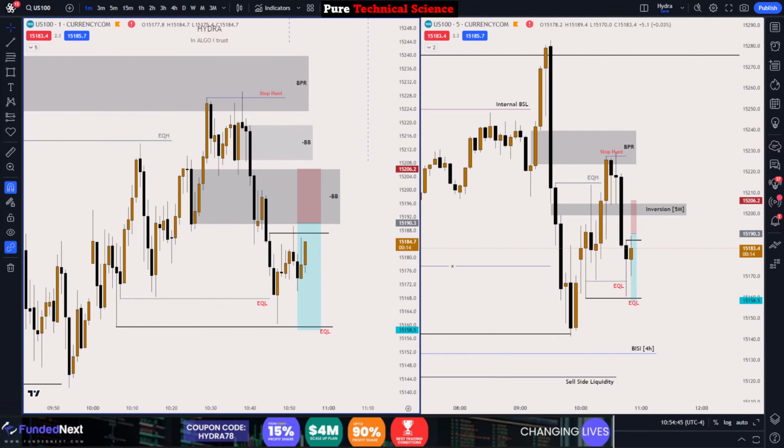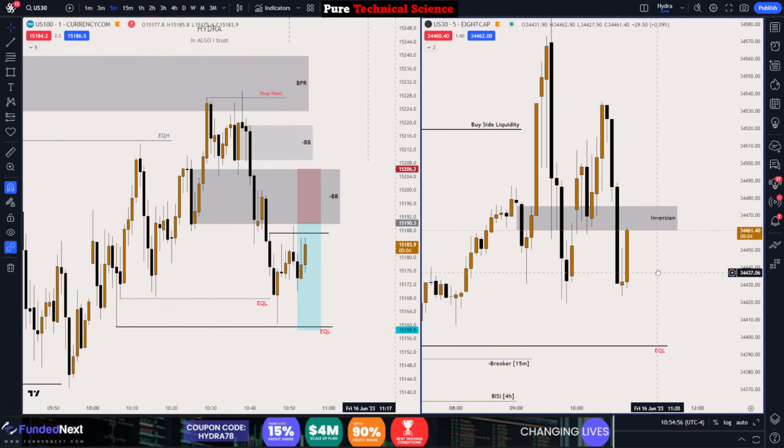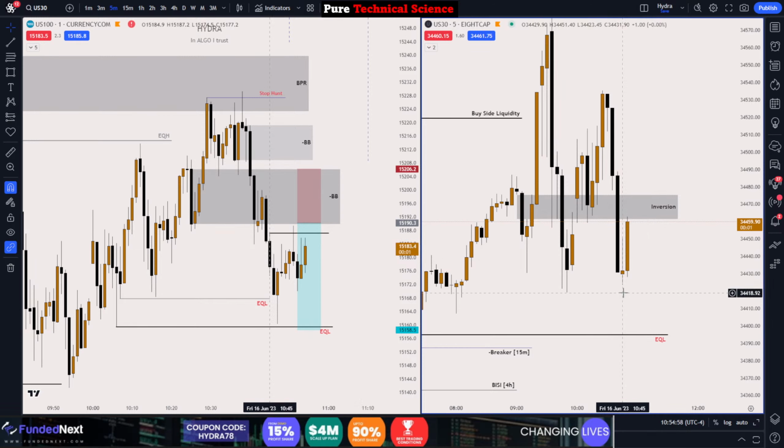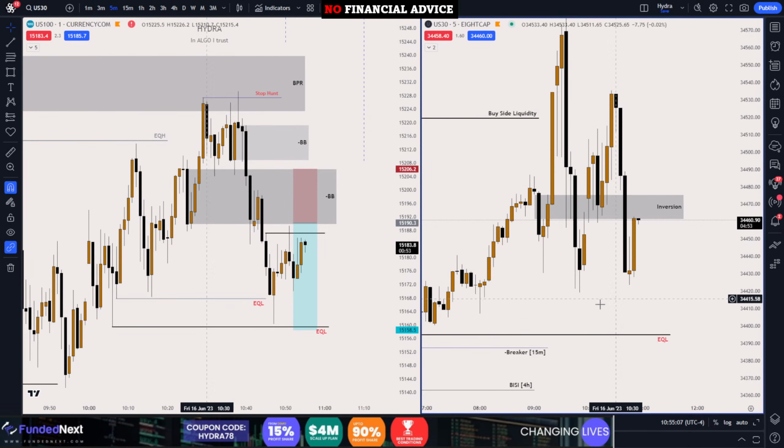US30, how is US30 looking? Looking like it's selling from the inversion that I marked. Okay, what inversion am I talking about? This is the inversion that I'm talking about. Price is coming all the way up here. Now price stepped into the inversion. We do have relative equal lows right here, so it's an easy target from this inversion.